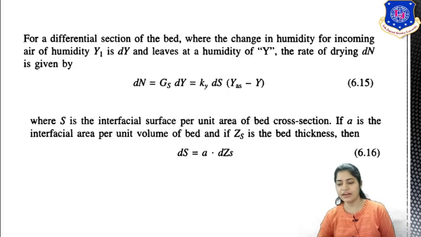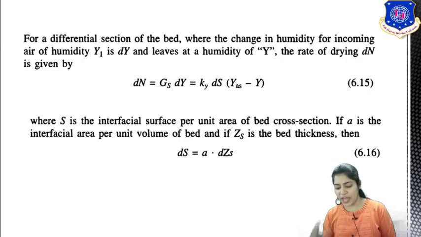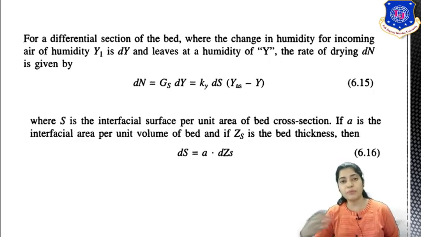Clear? Now, for a differential section of the bed, where the change in humidity for incoming air of humidity Y1 is dy and it leaves at a humidity of Y. As we are talking about the thickness, from top to bottom, of course, humidity will vary. In drying, we studied about the liquid diffusion through solid. Within the pores of solid also liquid diffusion occurs. So you can say that from within the height, the humidity will be different. So hence you are taking a differential section to carry out the calculations, right?